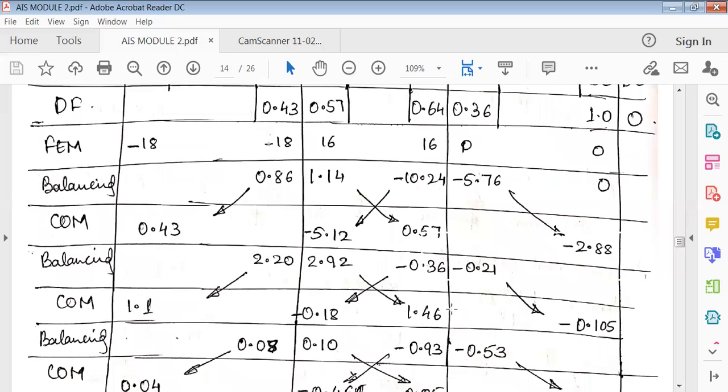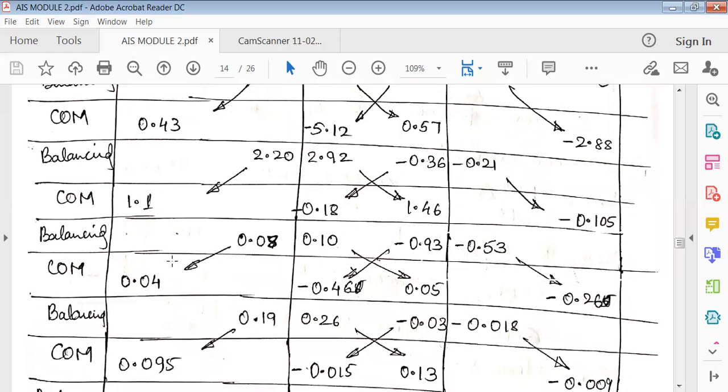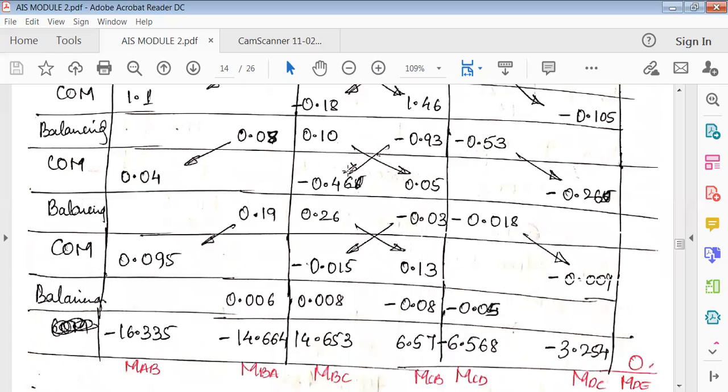Next, here it is plus 1.46. Change this sign, it becomes minus 0.93. Again, multiply with this 0.36, so it is minus 0.53. Then again carry over the moment as usual. Carry over this. Then 0.465, okay, 0.46. Again, multiply this.